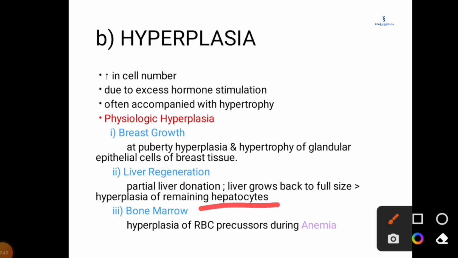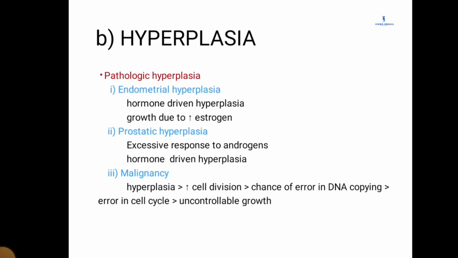And the last one is bone marrow hyperplasia of red blood cell precursors during anemia. In anemia, we know that there is a decline of RBCs, but as a physiological response, there is hyperplasia of RBC precursors, which increases the red blood cells. Okay. Then the next one is the pathological states of hyperplasia.